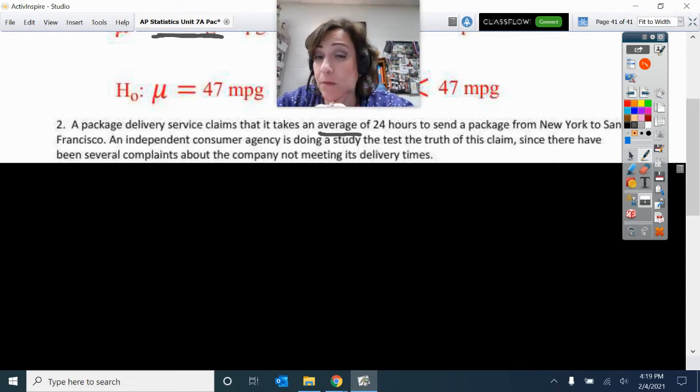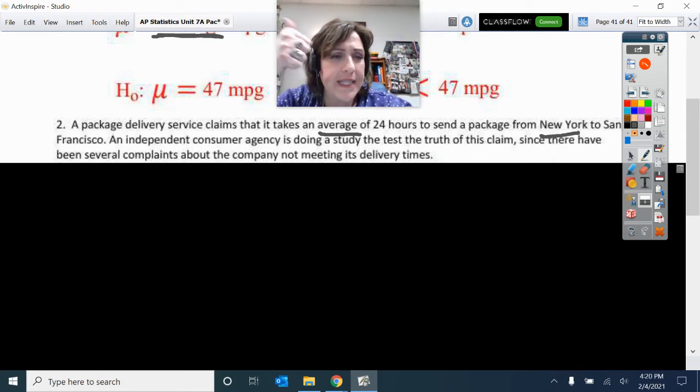Okay, about the time that it takes to send a package from New York to San Francisco. Now, remember, we don't make a claim about a package. We are making a claim about the proportion of all or the mean of all. We're always making a claim about the all. So, do you think it's proportion or mean? I think it's mean. It says average. Okay, so mean. So, we're going to conclude about what?